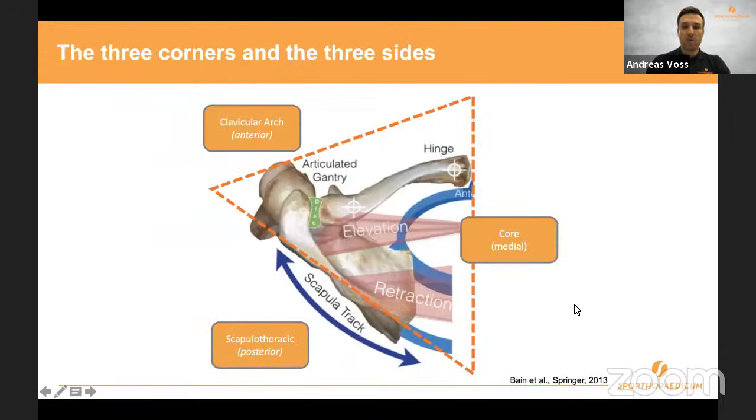It is important to know regarding the function of the AC joint that we have the so-called three corners and three sides. So we have the AC joint, we have the scapula, and we have the SC joint. On the medial side, we have the core stability, we have the clavicular arch, and in the back we have the scapulothoracic tract or scapular tract. All these three corners and all these three sides are very important for the proper function of the AC joint.